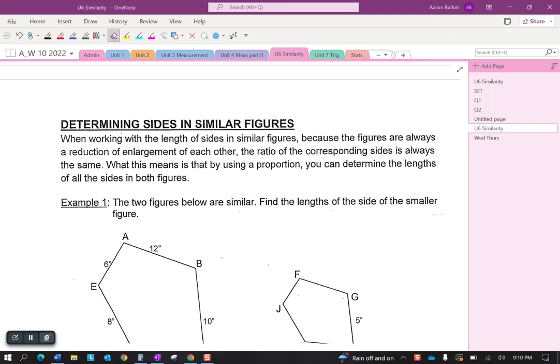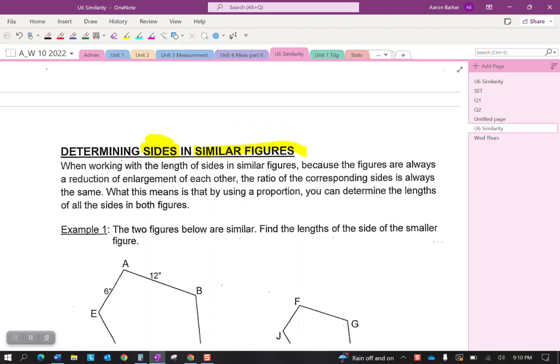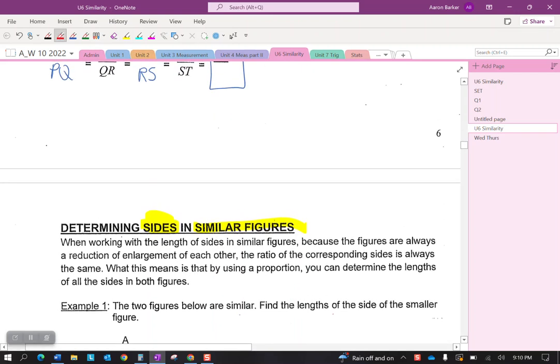Okay, good morning, class. Today's lesson number 2 is finding similar sides and similar figures. So what we're going to have is an unknown side that we want to find, and we're going to use similar figures to help us find that side. We would use this often when we're going from the diagram to an actual measurement of a real life object.